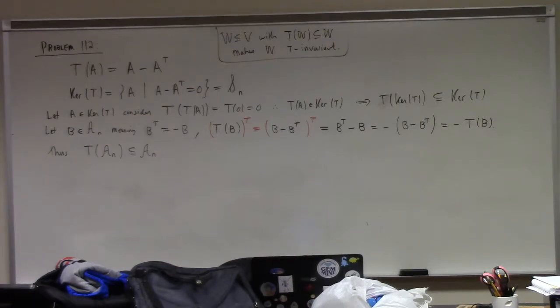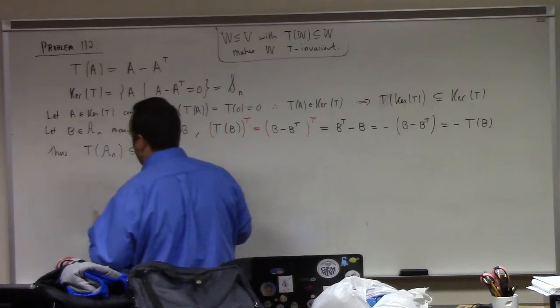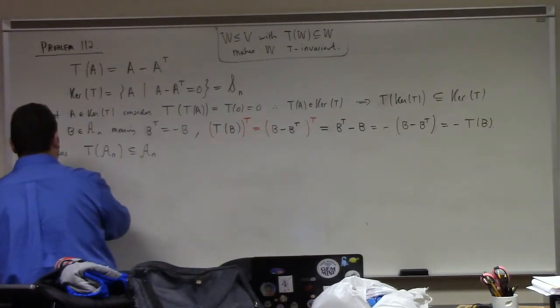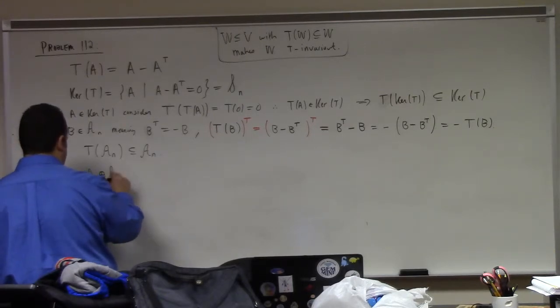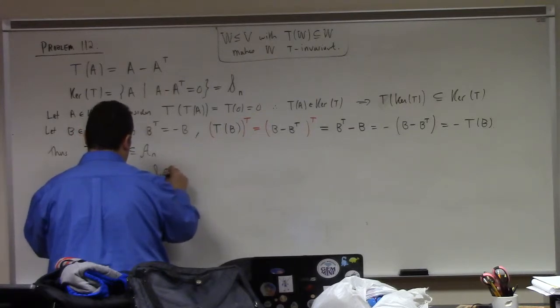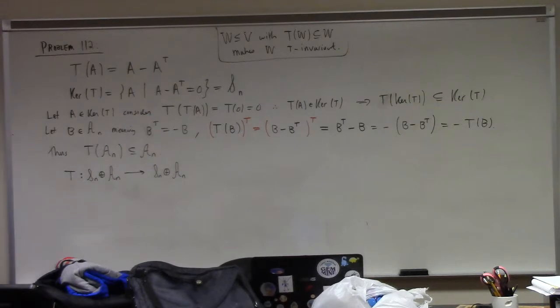Now, we have previously shown... what's the situation here then? For this mapping, we have T is a mapping from the symmetric matrices direct sum the antisymmetric matrices, to the symmetric matrices direct sum the antisymmetric matrices, right? How do I know that all n by n matrices are the direct sum of Sn and An?